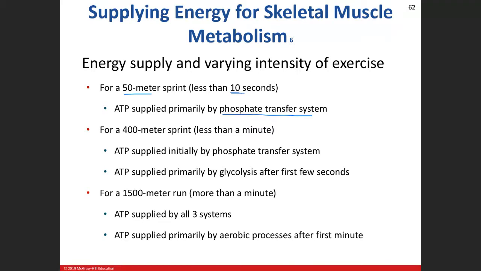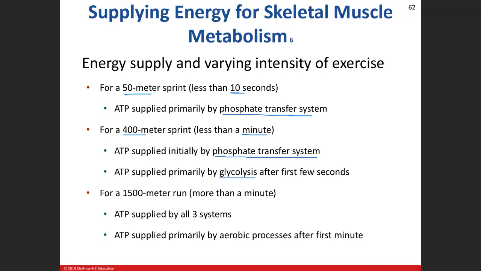You're going to do something that's going to be pretty demanding on your body for about 1 minute. Examples, a 400-meter sprint. Then you're going to use, again, the phosphate transfer system. That's only good for about 10 to 15 seconds. Then you'll start to use glycolysis after that.